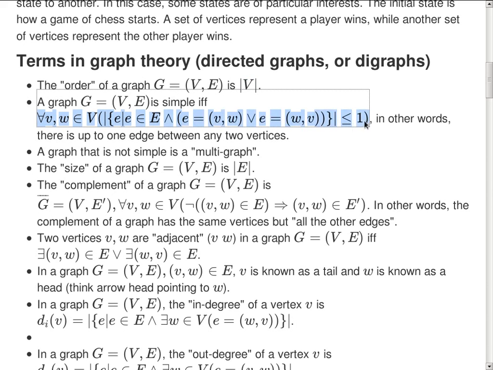okay, let's see if we can understand this whole thing here. So don't read the "in other words". Just don't read the "in other words". Let's try to read the mathematical notation and see if we can figure out what it means.